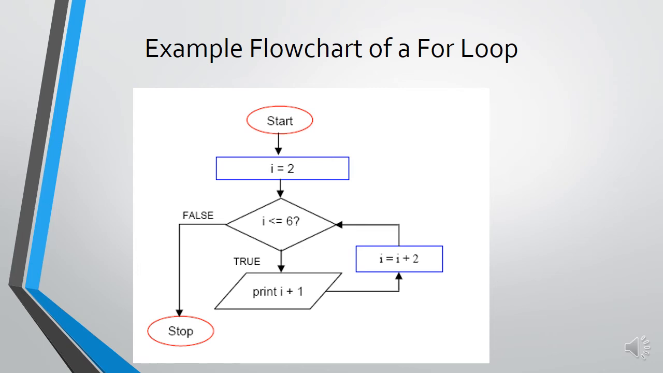In this example, we start with the variable I, which is equal to 2. We check if that variable I is less than or equal to 6. If it is less than or equal to 6, we print I plus 1, that is we add 1 to it. Then we go back by incrementing I to I plus 2. We continue this condition until I breaks the condition of being less than or equal to 6. That is, when I becomes 7, then the iteration stops because the condition of false is associated with exiting the loop, and we stop execution.